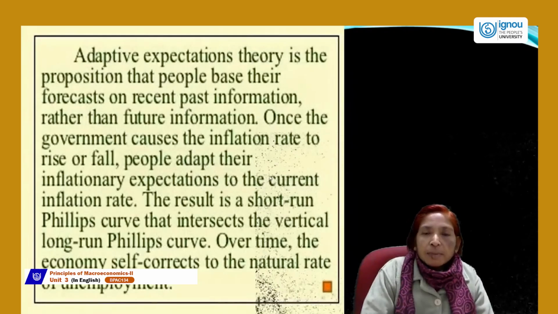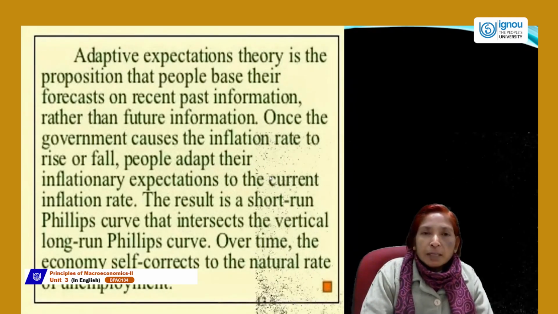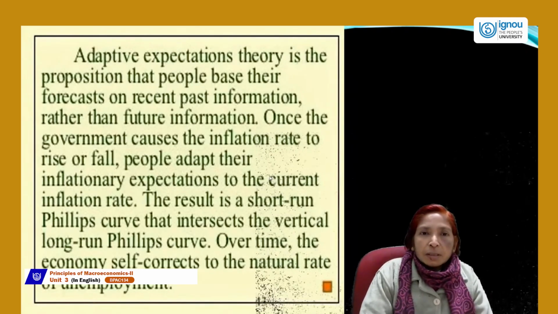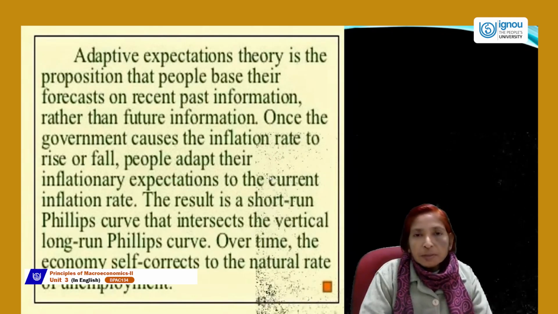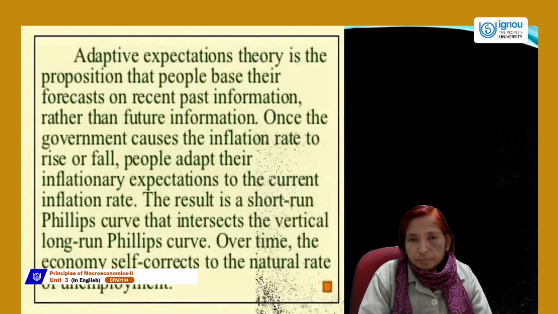adaptive expectation. What is the meaning of adaptive expectation? And what is rational expectation? And how these expectations are related with Phillips curve. Now, what is adaptive expectation?